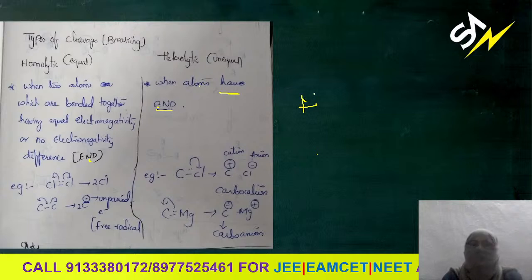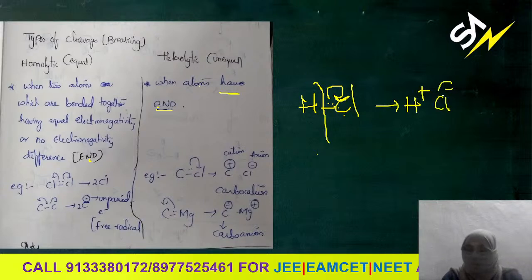Example, consider HCl. The two atoms are different, and chlorine is the most electronegative element here. If the bond is cleaved, chlorine will attract the whole electron pair, two electrons, toward itself. That means the bond is cleaving heterolytically, hydrogen is losing the electron and develops a positive charge, and chlorine will develop a negative charge. The one which gains an electron is known as an anion. You know that.